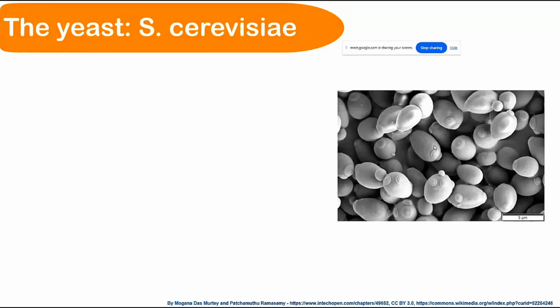I deliberately skipped the prokaryotes, say E. coli or Bacillus subtilis. I thought that I will start with, because I do not want to bombard you with a lot of information. So I started with the yeast, that is Saccharomyces cerevisiae. Now this is an electron micrograph with the work of Ramasamy and Dasmurthy, and it shows the image of Saccharomyces cerevisiae, which is also commonly called the baker's yeast.